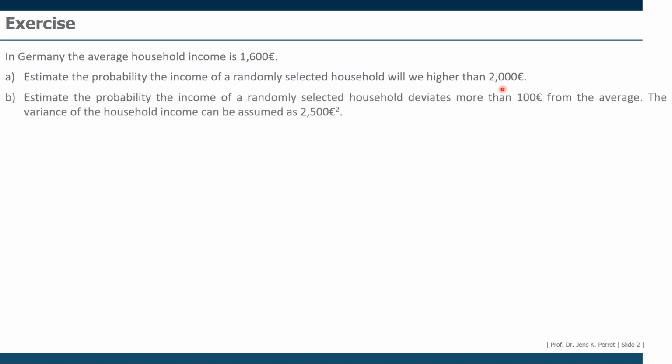euros. Secondly, estimate the probability that the income of a randomly selected household deviates more than 100 euros from the average. With the additional information, the variance of the household income can be assumed as 2,500 euros squared. The interesting thing here, at this moment, we do not know anything about the distribution. We simply know the average, and then the second part, the variance. That's everything there is. So let's start with the first part.